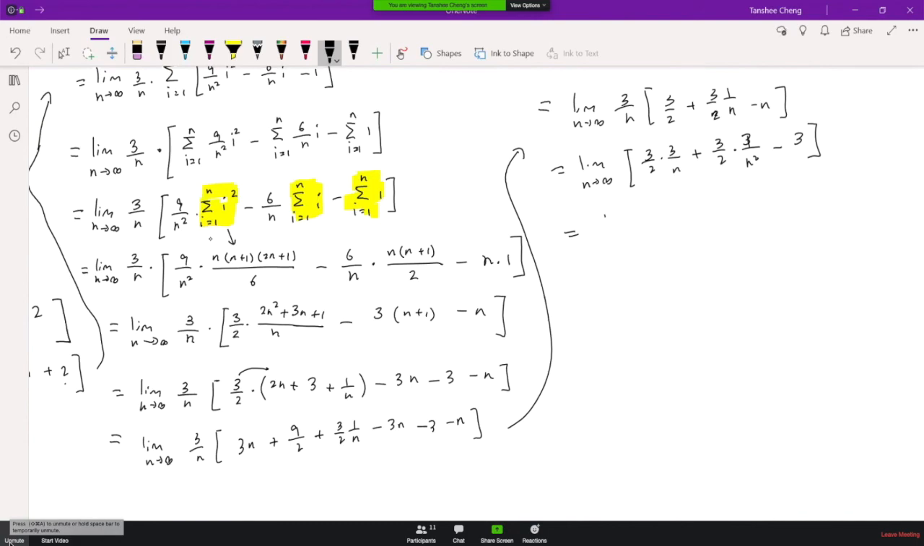So that will be 9 over 2 times the limit as n approaches infinity of 1 over n, plus 9 over 2 times the limit as n approaches infinity of 1 over n squared, minus the limit as n approaches infinity of 3. This will be 0, and this will be 0, and minus 3. So the actual value, the net area of this function on this interval, is negative 3. So you can see that the midpoint approximation is pretty close to the actual value that we have.